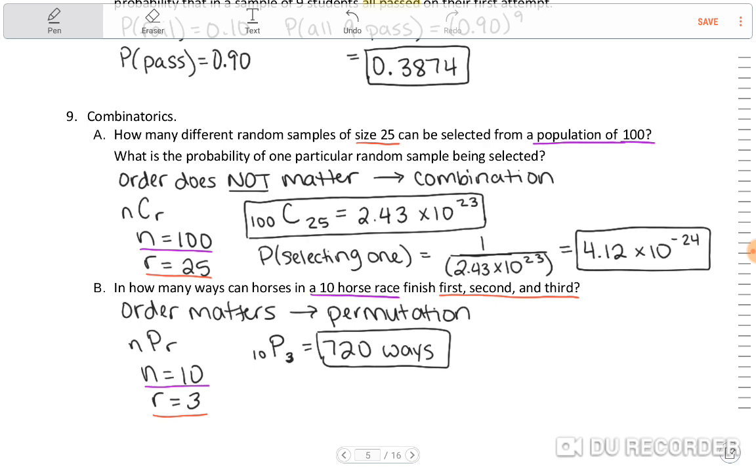The other way I told you guys you could do this is you could just set up your blanks and say, okay, this is first, second, and third place. How many options do you have for first place? Well, there's 10. Once a horse finishes first, then it can't be second. So now you only have 9 horses left that could be in second. And then after that, you only have 8 horses left that could be in third. And if you multiply those 3 numbers together, oh, imagine that, you get 720.